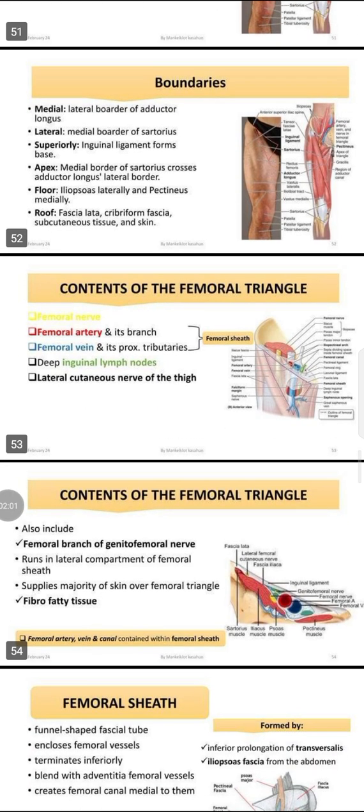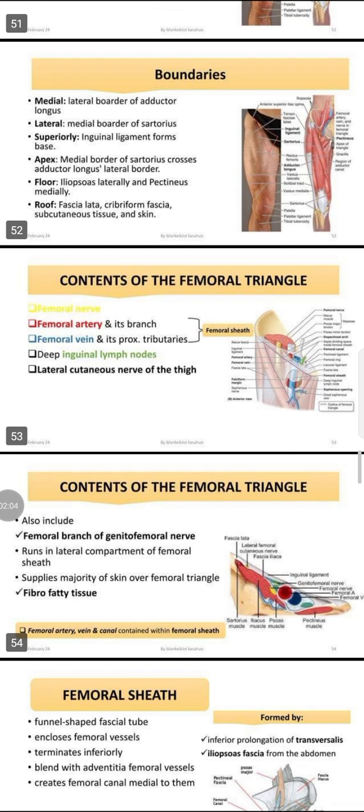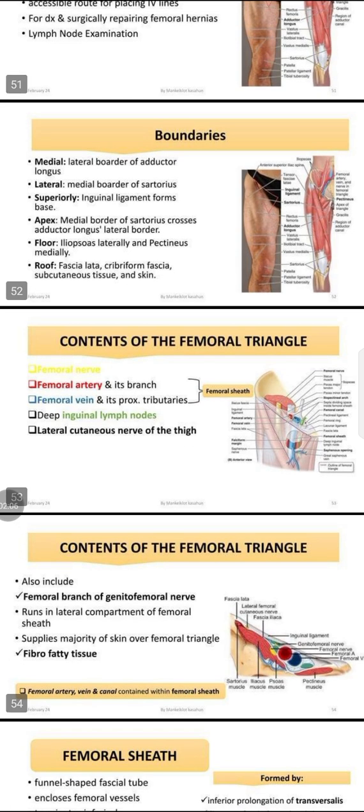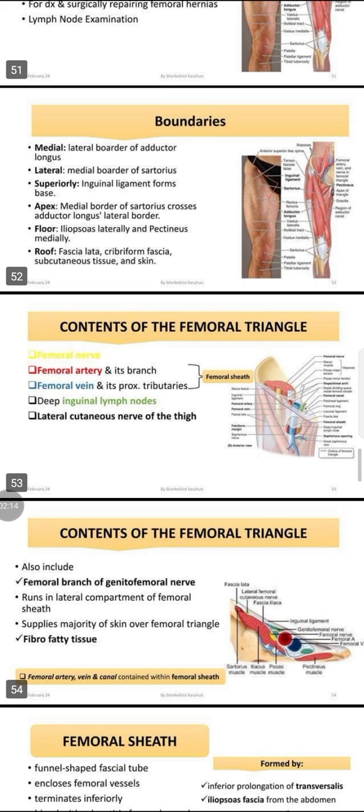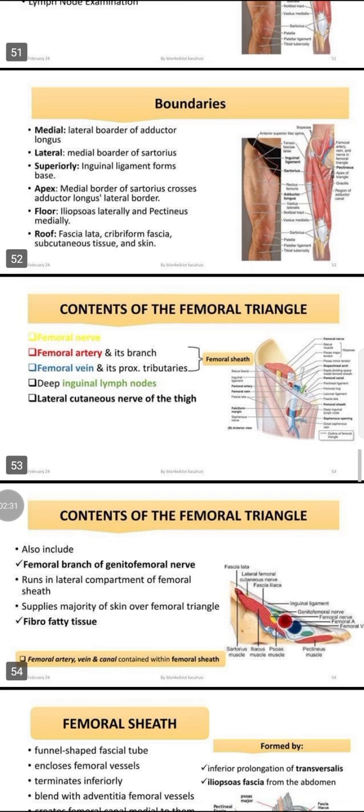Always how I remember this is you look at the walls, you look at the roof and the floor, and then you look at the contents. These are the boundaries or walls of the femoral triangle. It's basically a triangle. A triangle consists of an apex, the base, the lateral wall and the medial wall. That's basically how it is.